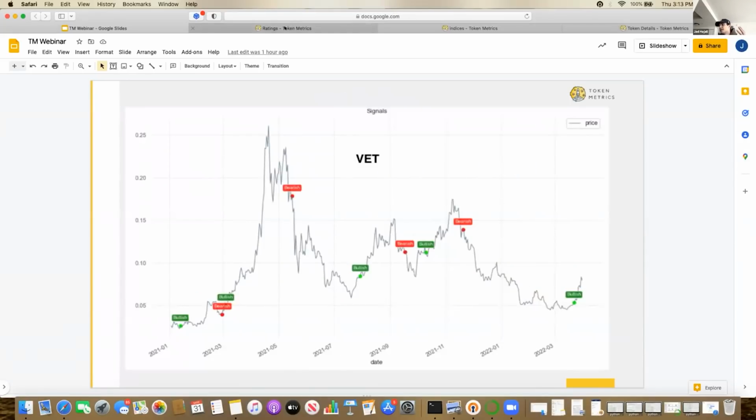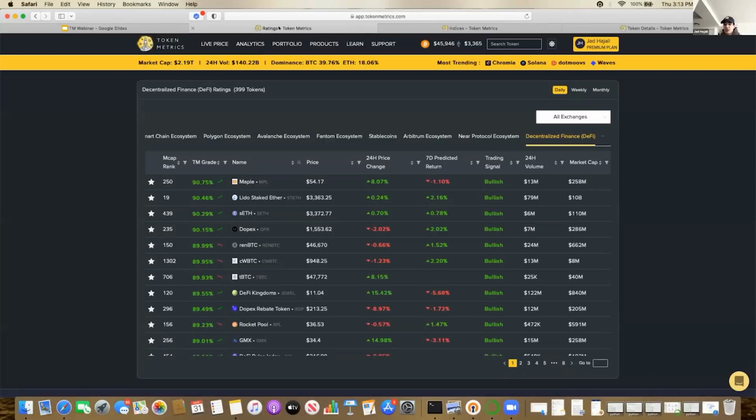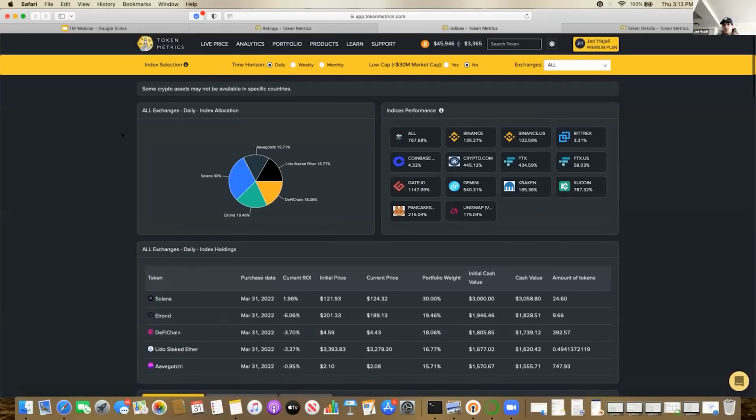All right, so now that I explained how the TM grade works visually and how you can use it to day trade specific coins that you like, let me go ahead and explain another very important feature that we built at Token Metrics, which is the Token Metrics Indices. So a very big challenge in crypto is to say, okay, what coins should I buy right now? How should I construct my portfolio as of today? Which coins should I buy? Which coins should I sell? And how much allocation for this coin and so on.